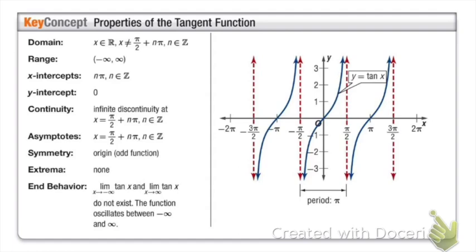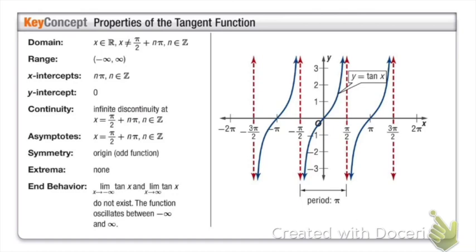The domain is all reals, but x cannot be pi halves plus any integer multiplied by pi. For pi halves and any addition or subtraction of pi from pi halves, we have discontinuities. We have vertical asymptotes. Our range is from negative infinity to infinity. It just keeps repeating. Our x-intercepts happen at n pi, so pi times any integer is where we have our intercepts. Our y-intercept, it goes to the origin, so our y-intercept is 0.